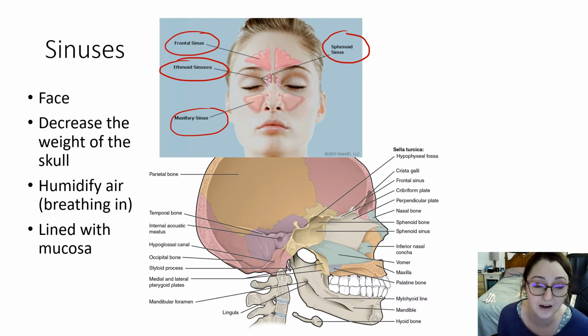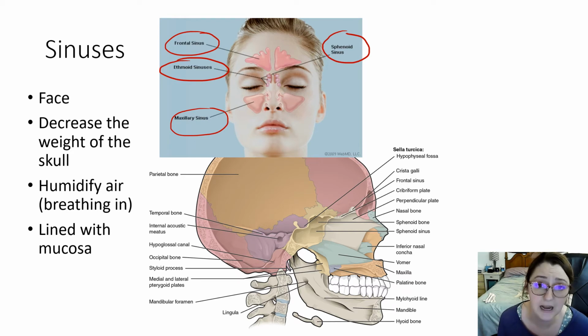Chances are you've breathed in during a very cold morning and it makes your chest hurt. We humidify the air typically when we breathe, but when you do get a nice quick breath of very cold air, that can be a little bit alarming to your lungs as well as to your sinuses. They are lined with mucosa.